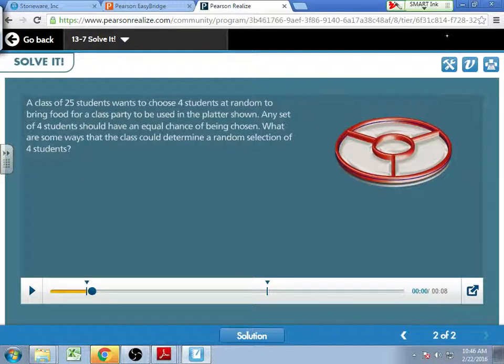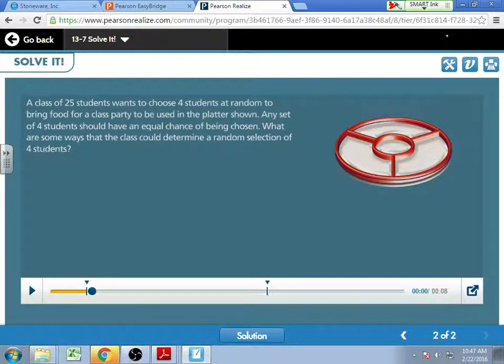A class of 25 students wants to choose 4 students at random to bring food for a class party. Any set of 4 students should have an equal chance of being chosen, right? Because everybody has an equal chance of being selected, so any set of 4 has an equal chance. So what are some ways that the class could determine a random selection of students? How do we talk about random choices?